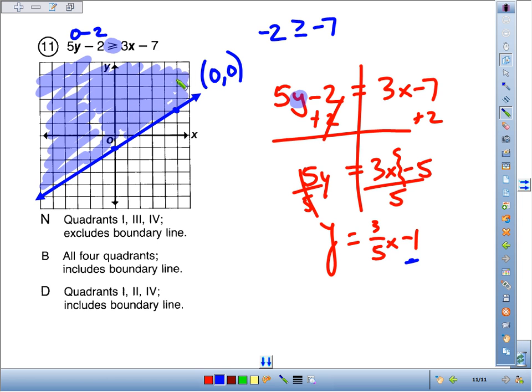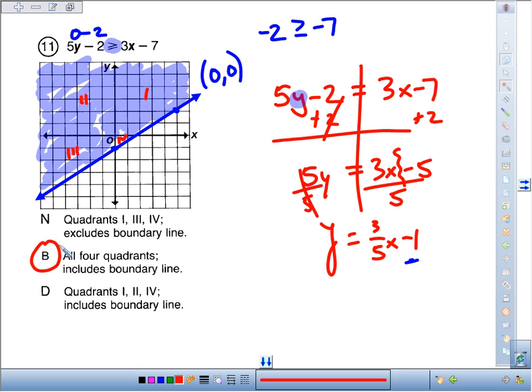Basically saying any point in the blue shaded region, if you substitute the x and y coordinates into this inequality, it will work. Describing it, what did we hit? We hit quadrant 1, 2, 3, and just an itty little bit of 4. We included the boundary line. So this would be all 4 quadrants, including the boundary line.